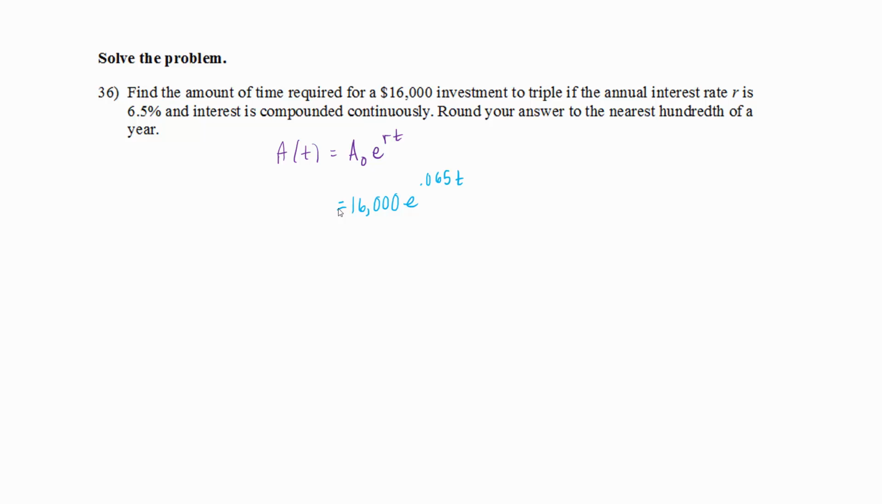We're trying to find t, so there must be some way for us to figure out A of t. So the key is that we have 16,000 that we're wanting to triple. So triple of 16,000 is 48,000. To solve this, we are going to divide by 16,000 because right now our priority is to get e by itself. When we do that, we should get 3, otherwise we did not triple correctly. To get rid of this e, we're going to take the natural log of both sides, which gives us natural log of 3, and it cancels out the e on the right so that it's just 0.065t. We divide both sides by 0.065.